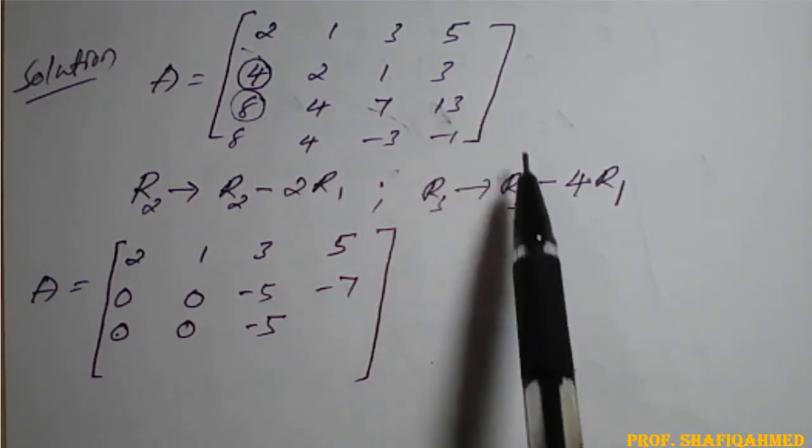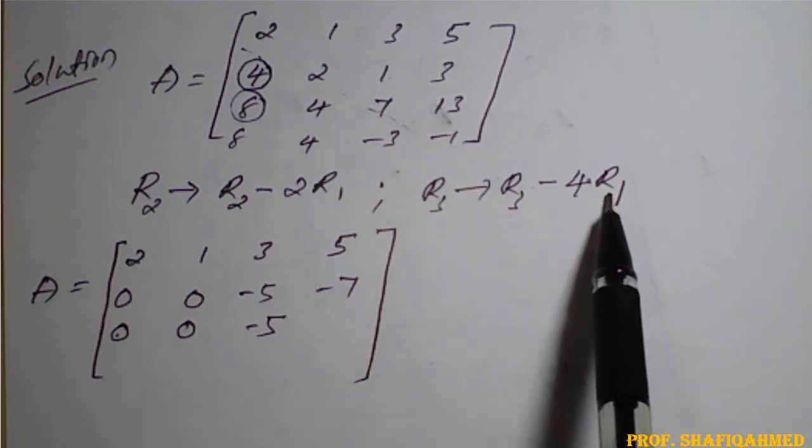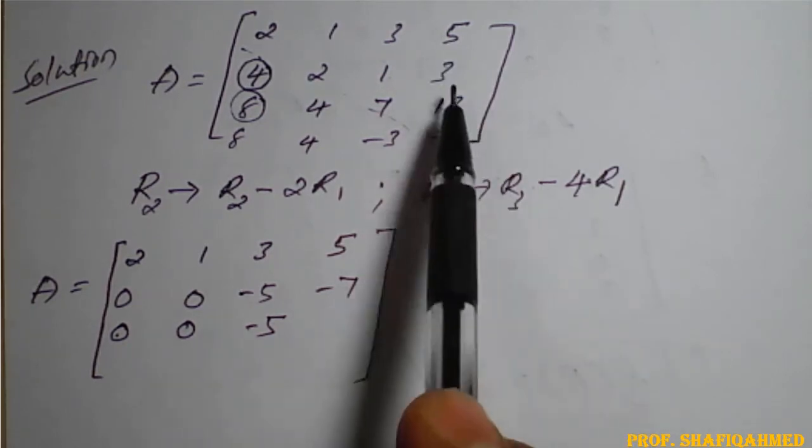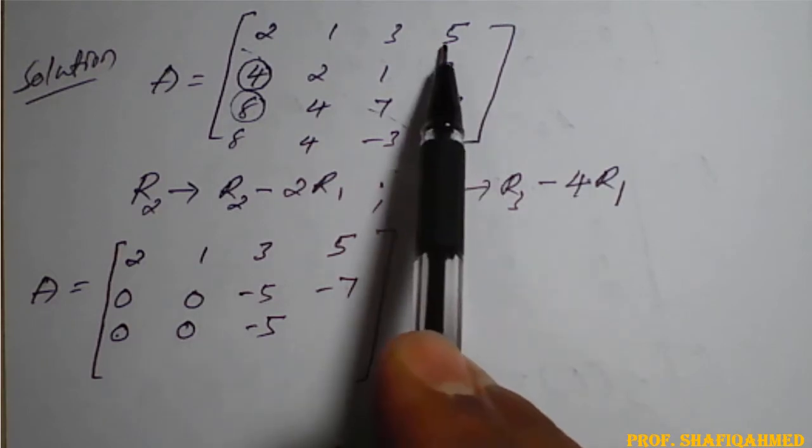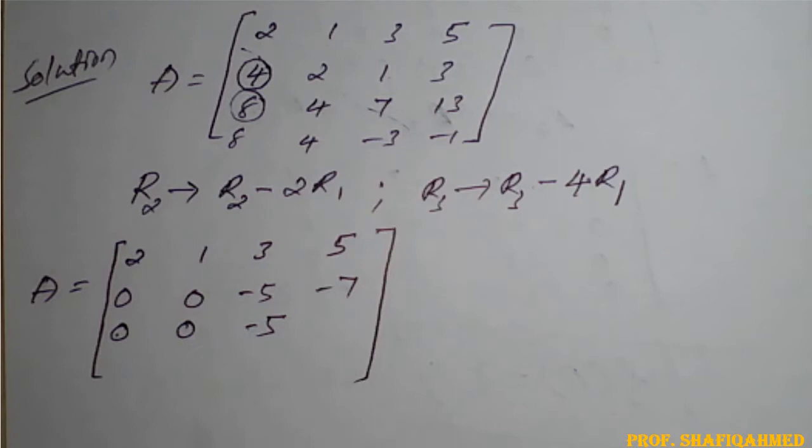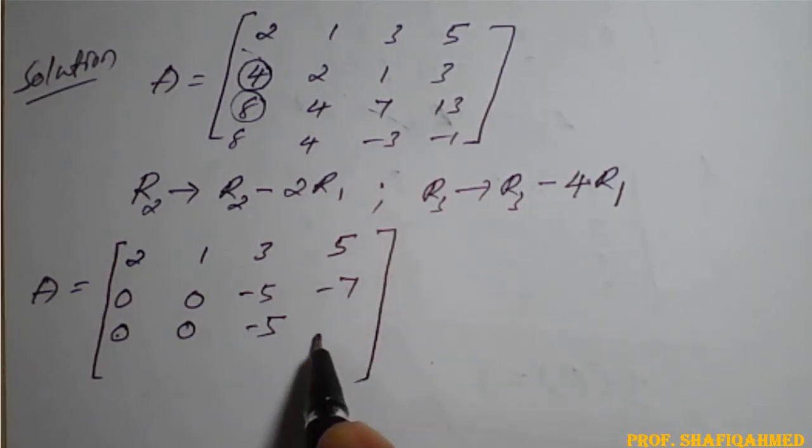So x value is 13, that is R3 is 13 and R1 is 5. So therefore how much here? So 13 minus 4 5s are 20. 13 minus 20, it is nothing but -7.